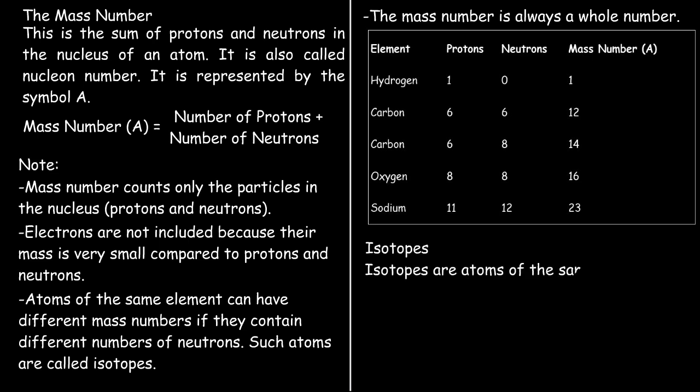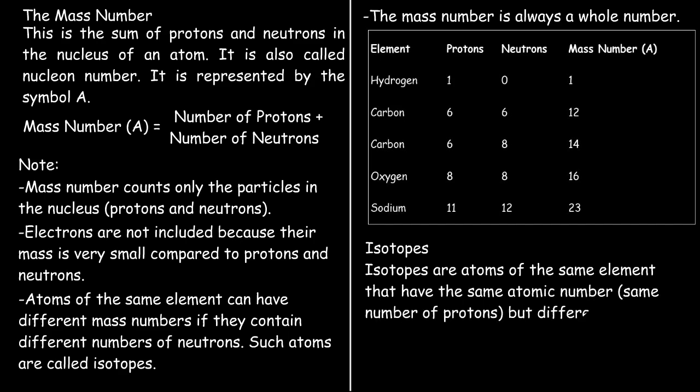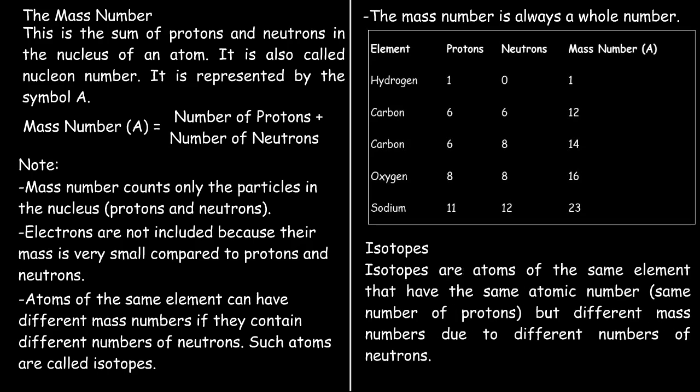Isotopes are atoms of the same element that have the same atomic number, same number of protons, but different mass number due to different number of neutrons. Now, in our next topic, we'll be discussing isotopes further and relative atomic mass.